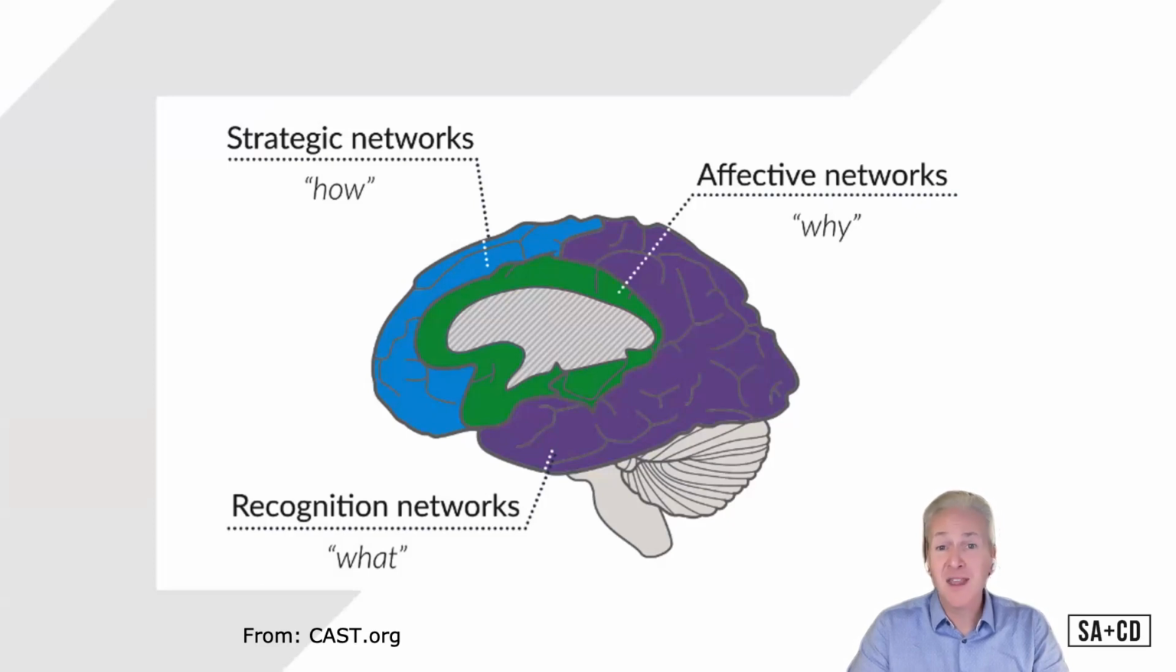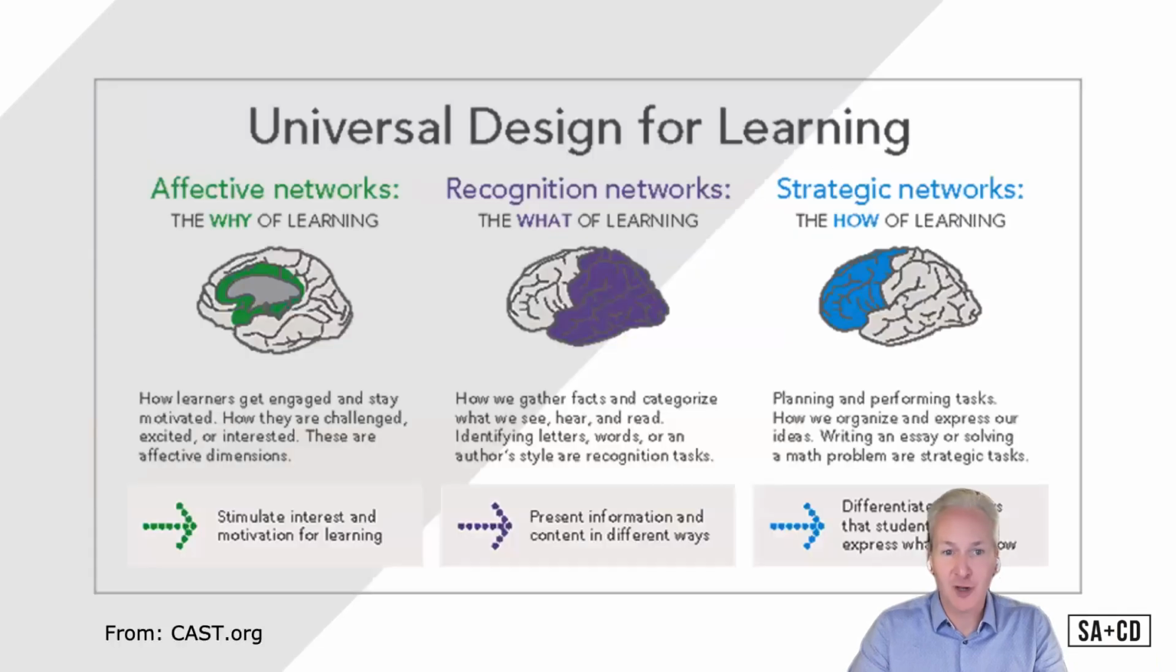Affective networks help us think about the why of learning or engagement. Recognition networks are connected to the what of learning or representation. And strategic networks guide the how of learning or action and expression. This image and the next slide are sourced from the CAST.org website, which is the primary authority on all things Universal Design for Learning.